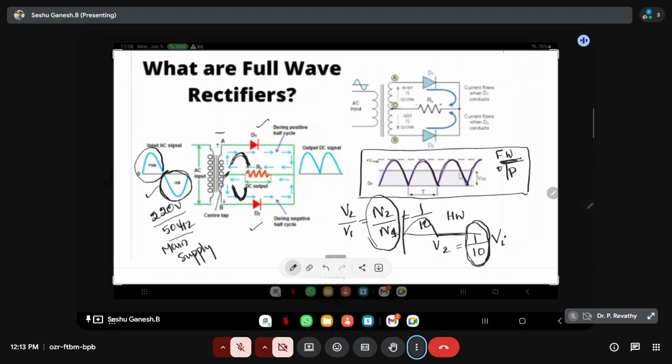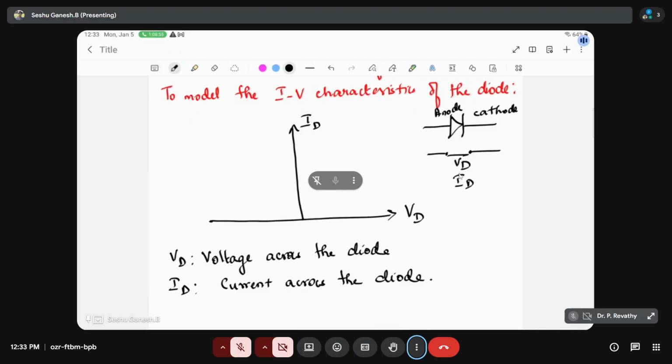This diode D2 will start working in the reverse bias condition.